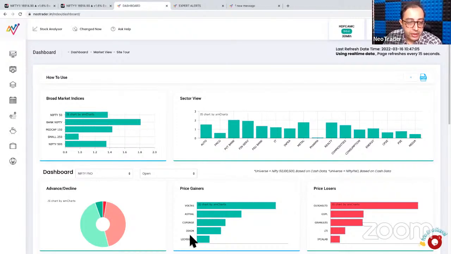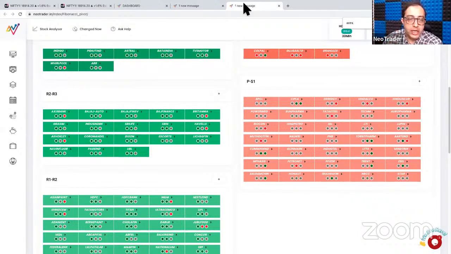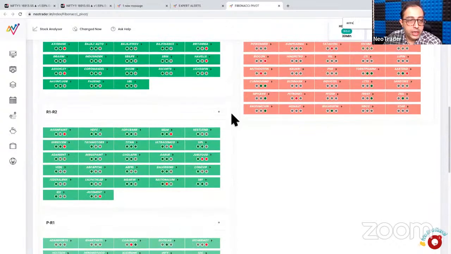Now we saw Coforge. Coforge is also showing some traction. If Coforge begins to cross the levels, you will be able to set it right. So go on the charts and set the alert. You can have the levels here, and levels will help you identify how you can look at the setup.